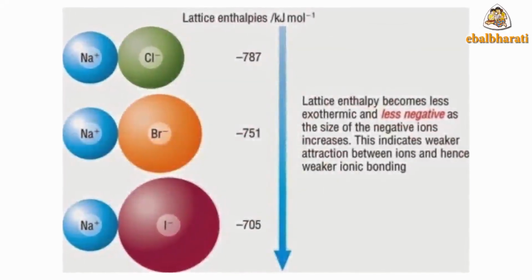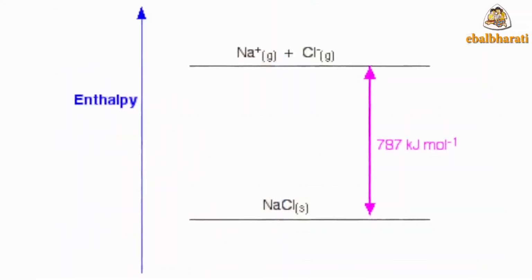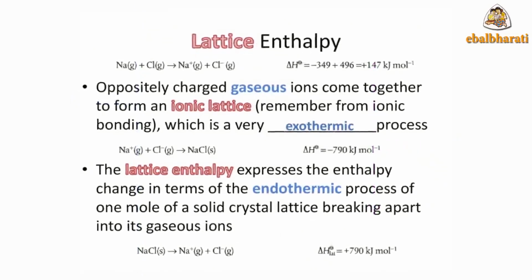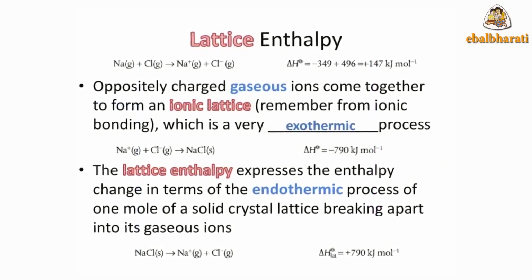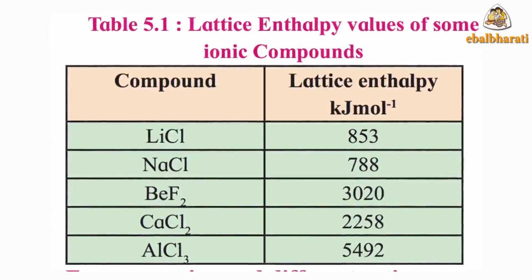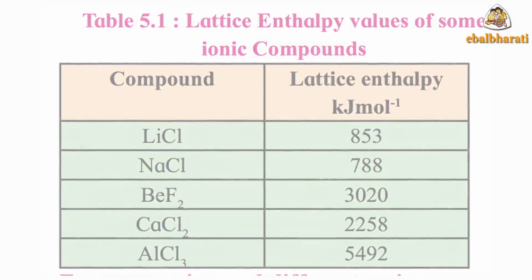Lattice enthalpy. The lattice enthalpy of an ionic solid is defined as the energy required to completely separate 1 mole of a solid ionic compound into its gaseous components. The lattice enthalpy of NaCl is 788 kilojoules per mole, which means that 788 kilojoules of energy is required to separate 1 mole of sodium chloride into 1 mole of gaseous Na+ and Cl- to an infinite distance. This has been illustrated in Table 5.1.